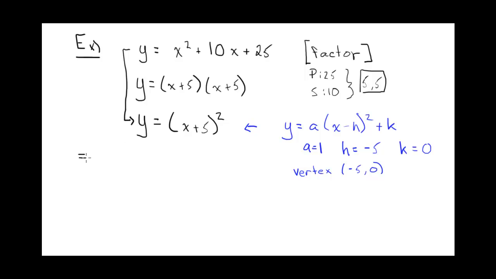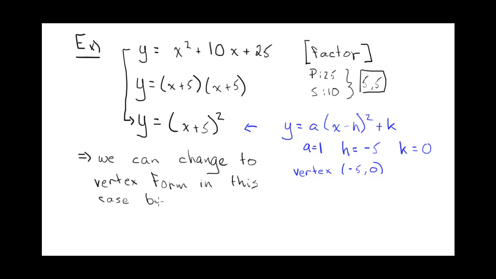So we can change to vertex form in this case by factoring, but only because, and this is important, only because it was a perfect square.